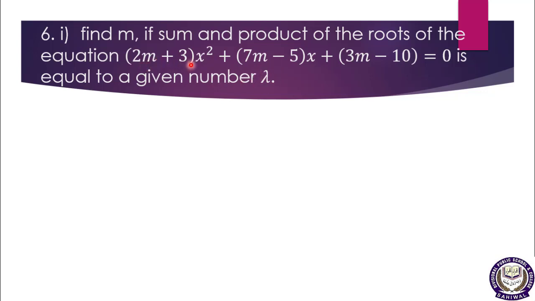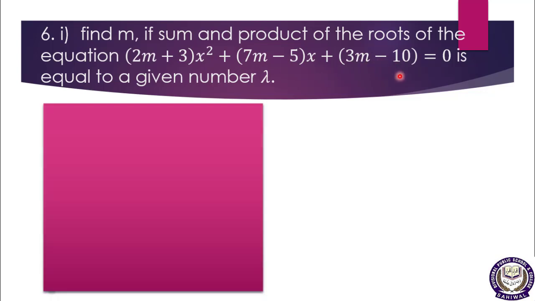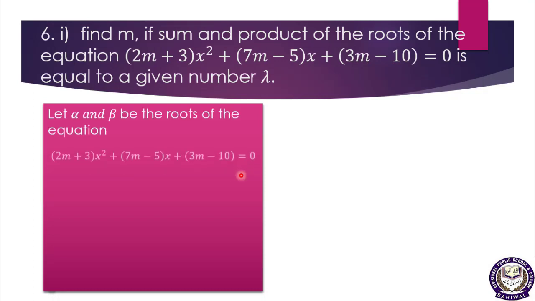We have the equation 2m plus 3 times x square plus 7m minus 5 times x plus 3m minus 10 equal to 0. In this equation, the coefficient of x square, that is a, is equal to 2m plus 3. The coefficient of linear term x is equal to 7m minus 5, and the constant term is 3m minus 10. Let alpha and beta be the roots of the equation given.